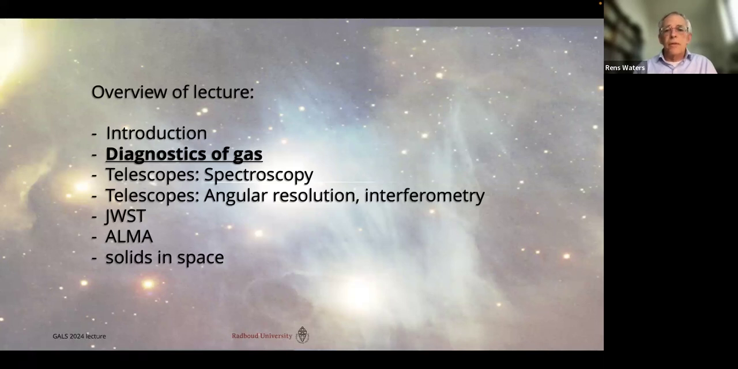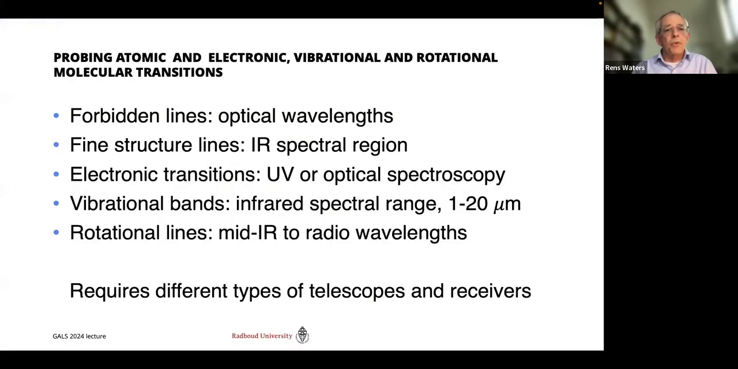Let's now do a quick recap of some of the material that Ted Birkin discussed last week, because we want to study different phases of interstellar gas, both atomic and molecular gas at different temperatures and pressures. We use different diagnostics, different transitions that probe different regimes in density and temperature. Here's a summary of typically the probes that we have and what wavelengths they are.